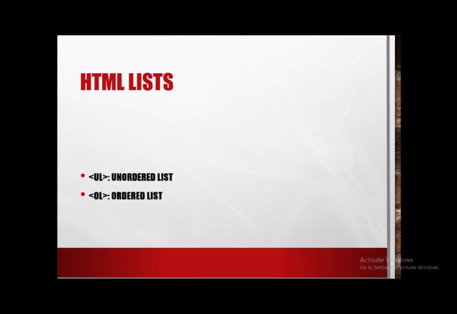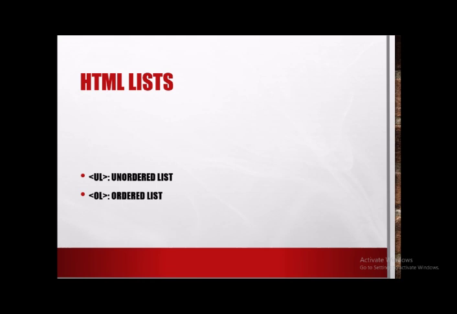Alright, so HTML list is used to add lists of items to the page. Obviously we'll have pages where we have to list items. Mostly we're trying to present a document, so obviously we're going to need lists when we're trying to present an HTML document. So this is what HTML list is for.